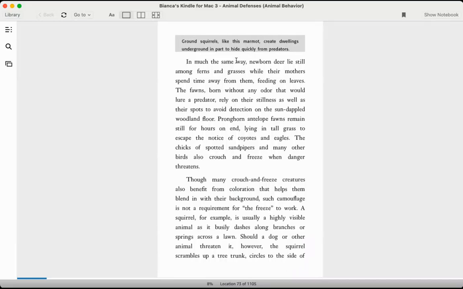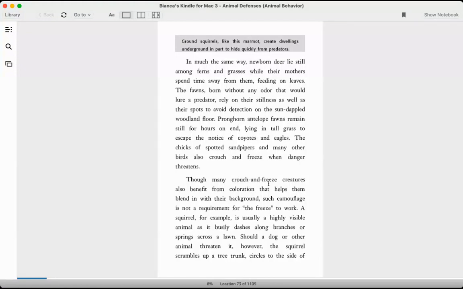In much the same way, newborn deer lie still among ferns and grasses. While their mothers spend time away from them feeding on leaves, the fawns, born without any odor that would lure a predator, rely on their stillness as well as their spots to avoid detection on the sun-dappled woodland floor. Pronghorn antelope fawns remain still for hours on end, lying in tall grasses to escape the notice of coyotes and eagles. The chicks of spotted sandpipers and many other birds also crouch and freeze when danger threatens.